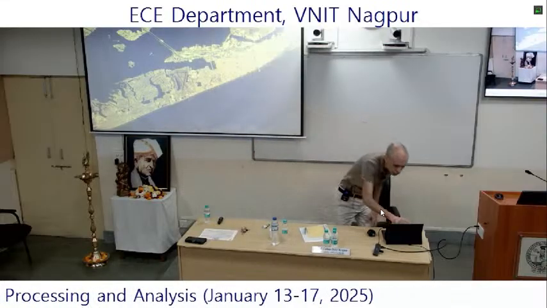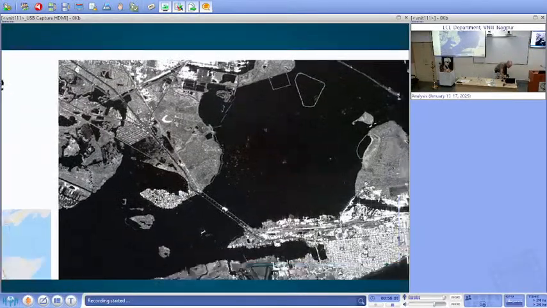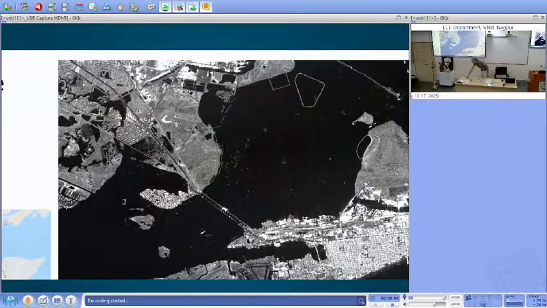But if we move to a different region of the same image, I think this area here is particularly interesting. Why? Because I don't think this area is very different from this area. In both cases, it's an orderly built urban area, but see how different is the reflectivity. See how bright this is and how darker comparatively this latter is. Why is that?